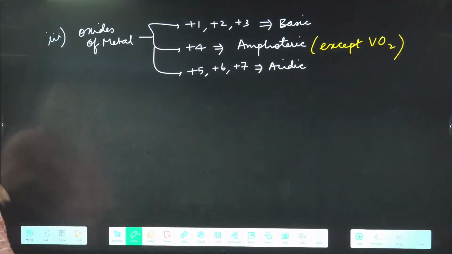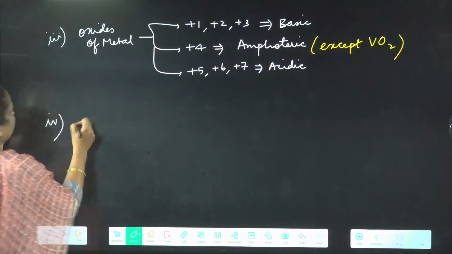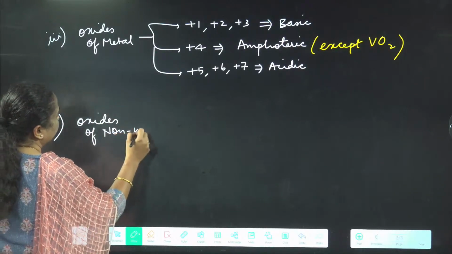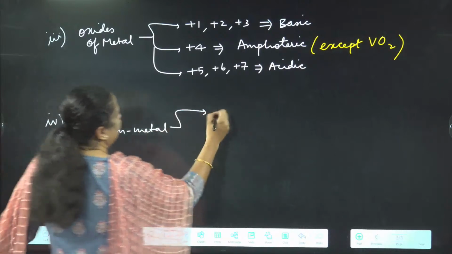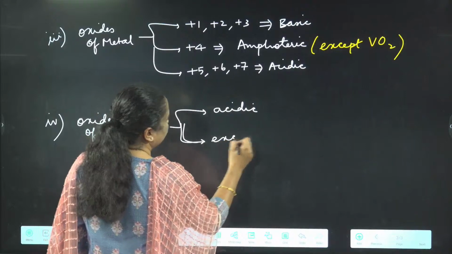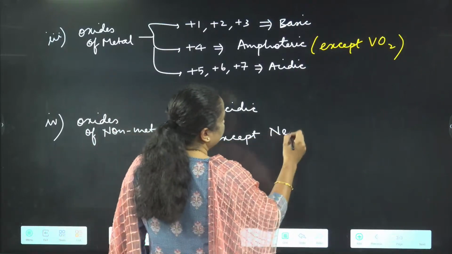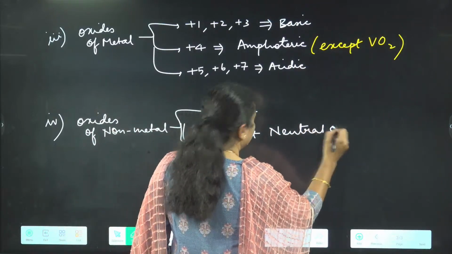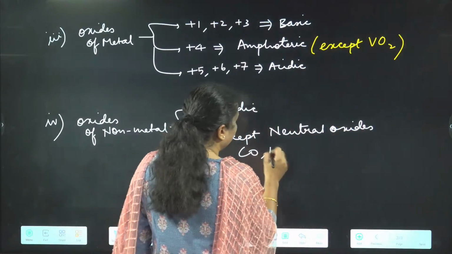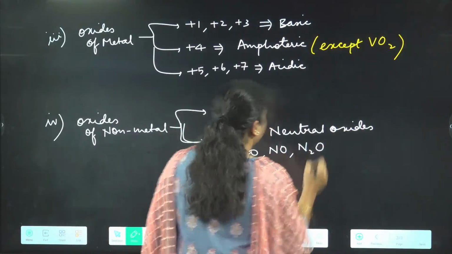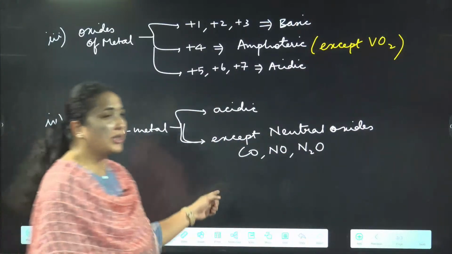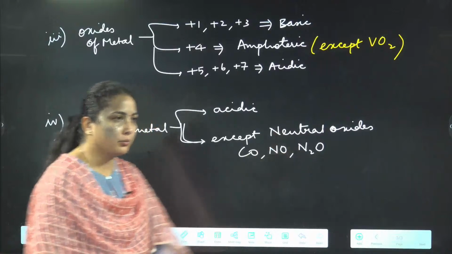Okay. Now, next is oxides of non-metal. They are acidic except neutral oxides, right? Neutral oxides: CO, NO and N2O. Getting it? So normally if you see any non-metal, its oxide is going to be acidic, but do check, are they among them? CO, NO, N2O, right?